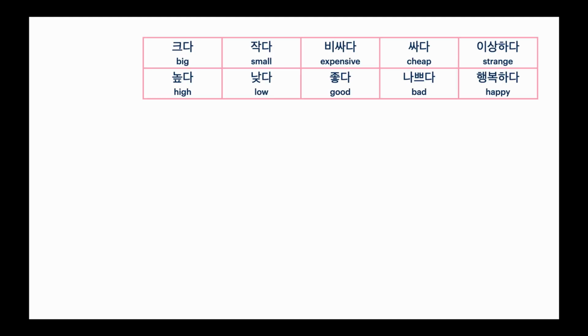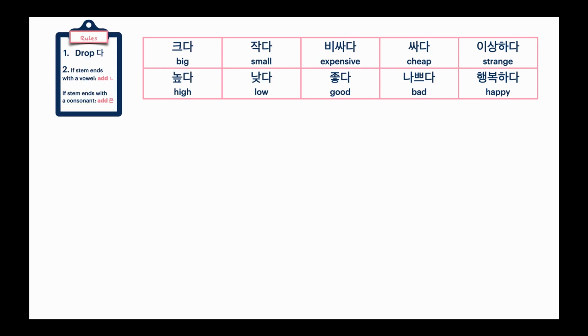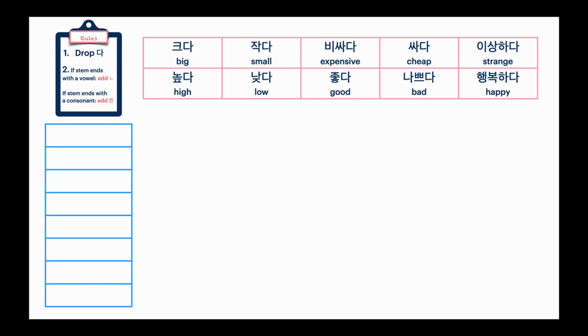Here are the adjectives we just went over, but I've put them back into their dictionary form so that you can keep practicing the rules, drop 다, and add ㄴ or 은. And then here are some nouns to combine with our adjectives. We've got 집, house or home. 상자, box. 시계, clock. 모자, hat.